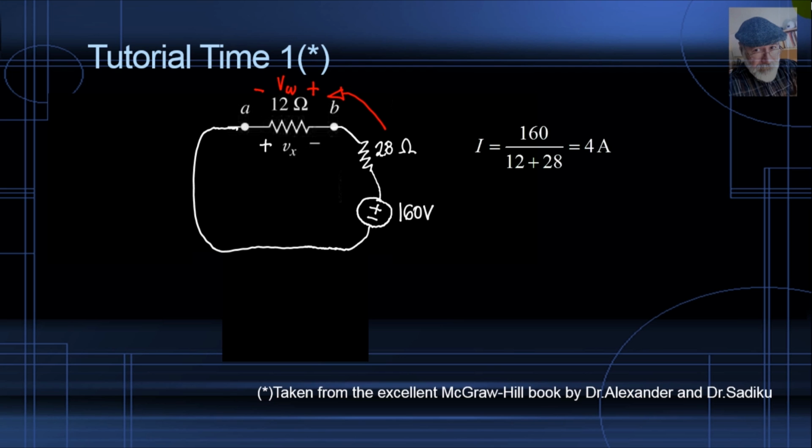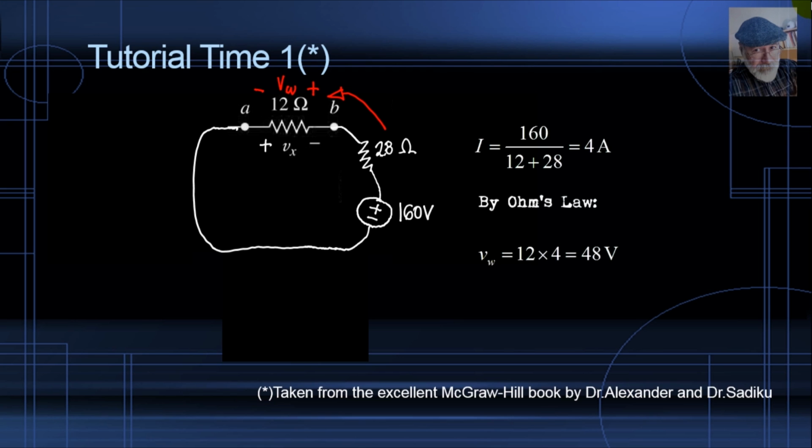this polarity. Agreed? VW. How do we compute that voltage VW? Ohm's law. Multiply the resistance 12 ohms by the current 4 amps. 48 volts. Are we done? No, we're not done. I've computed V sub W.